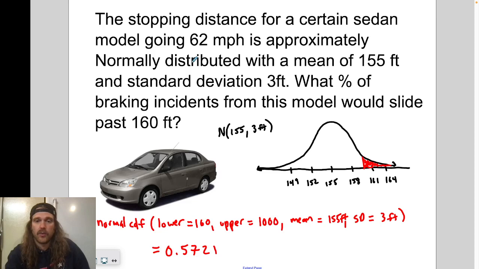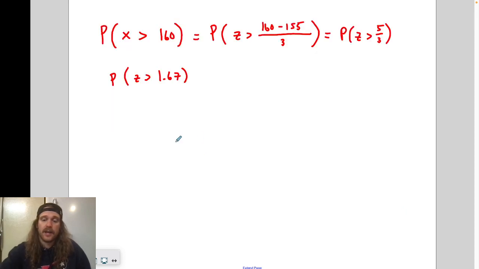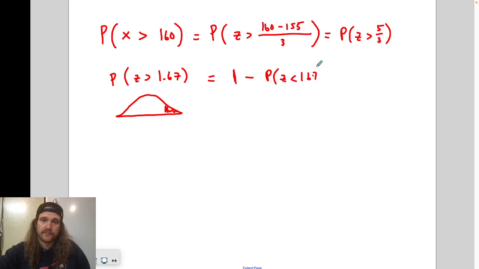So we need to go to the table, and I'm just going to draw a little picture here, to figure out the area under the curve right here. What we can really do is, if we know the total area is 1, subtract this off, it's really equal to 1 minus the probability that the z-score is to the left of 1.67.